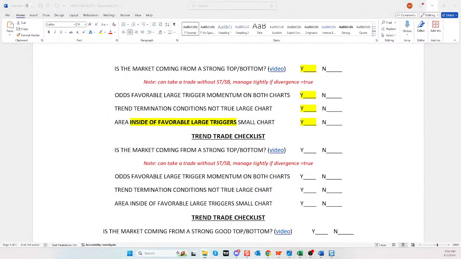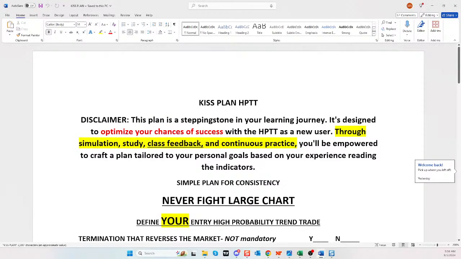And then once you get these basic concepts down, guys, and even before you do, you have to have a plan. You have to have a trading plan. You have to know why you're going to get into the market. And this is the KISS plan. This is the easiest approach to learning how to read the software that we've been able to come up with. And this KISS plan is a stepping stone in your journey.